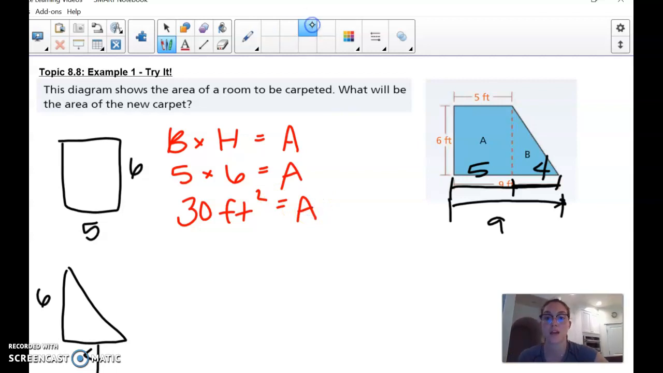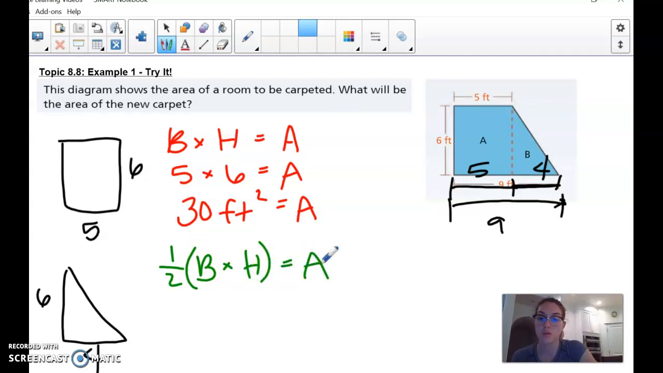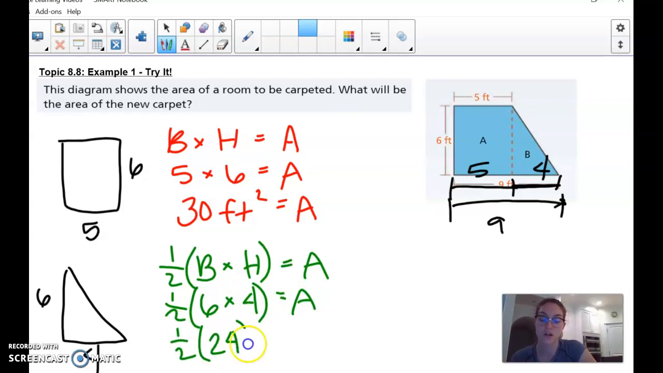Now, if I'm going to try and find the area of my triangle, I know that the area of my triangle is 1/2 base times height. So then 1/2, 6 times 4, is equal to my area. I know that 6 times 4 is 24, and half of 24 is 12 feet squared is equal to my area.